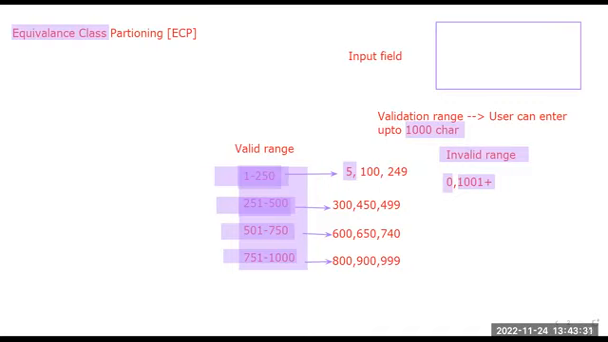Sir, if an interviewer asks what is equivalence class partitioning, what should we say? You can say, assume there is an input field and there we have 1000 characters. To apply equivalence class partitioning, we have to divide these 1000 characters into equal parts. From each equal part, we can take some values, and with those values we can test this input field. That's how we derive equivalence class partitioning.